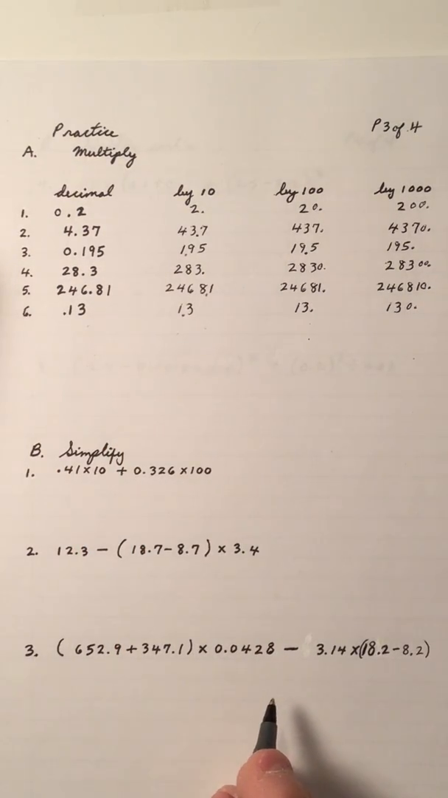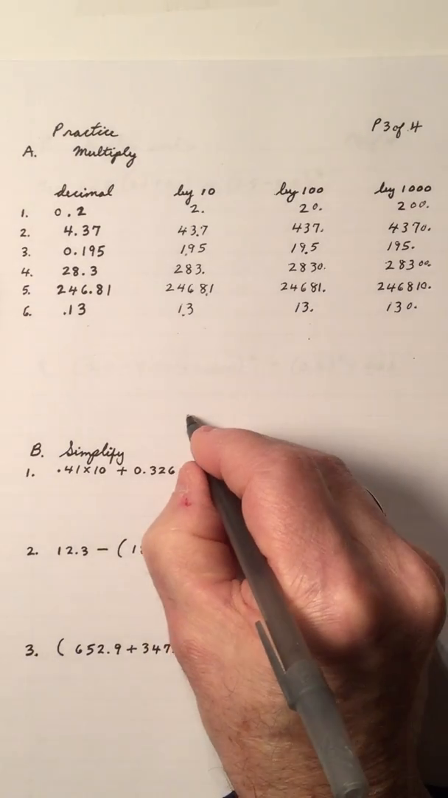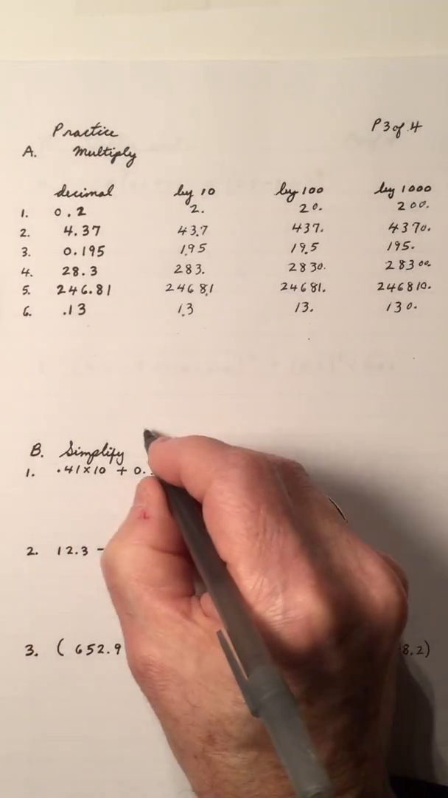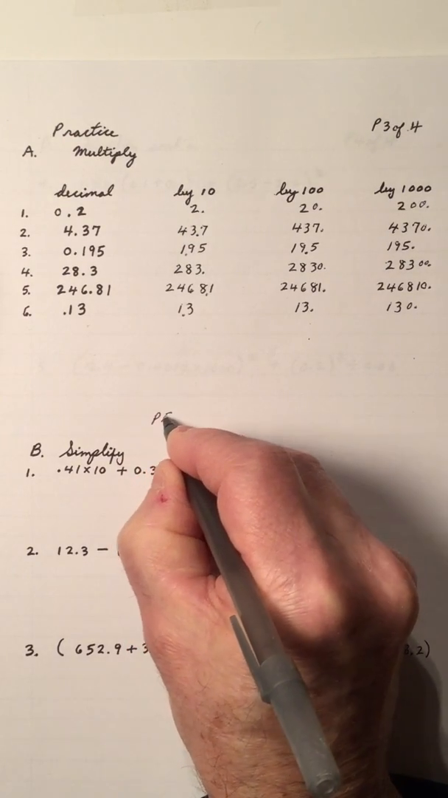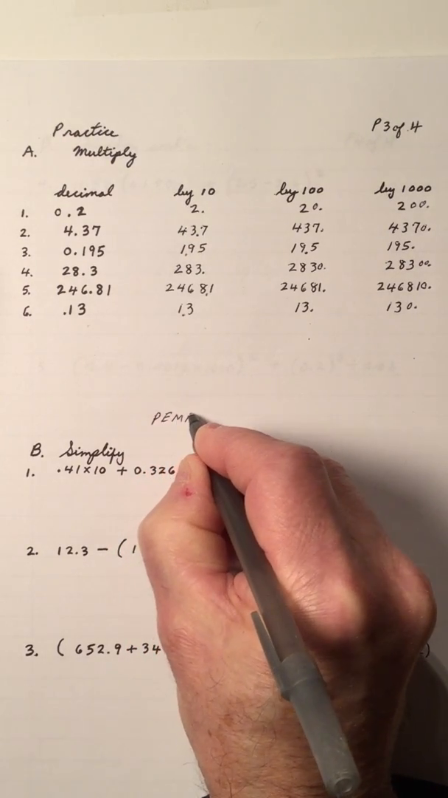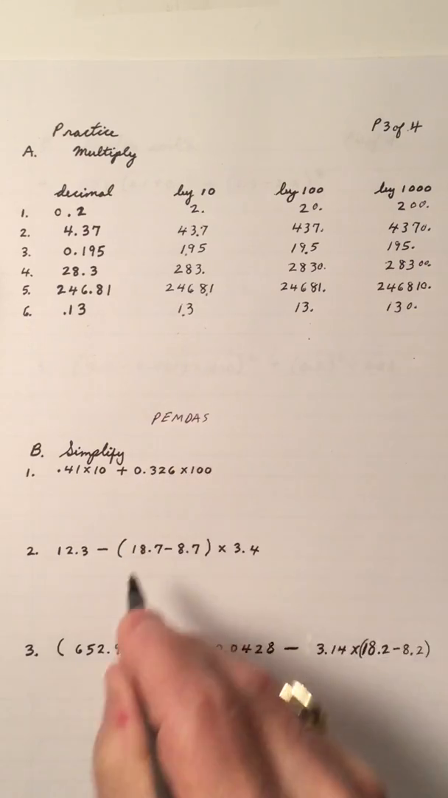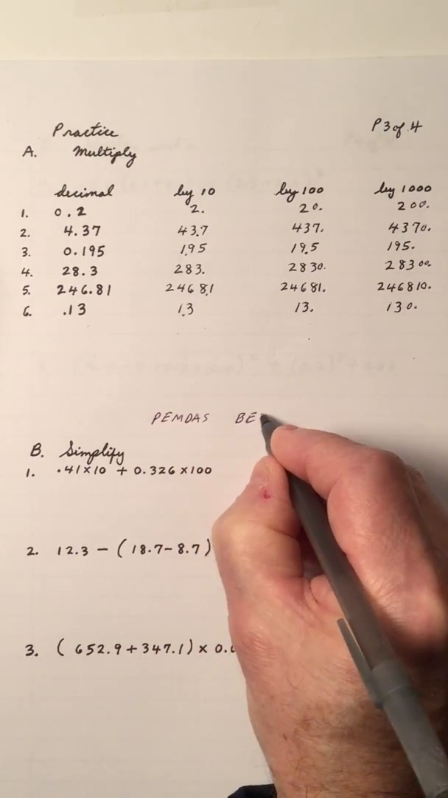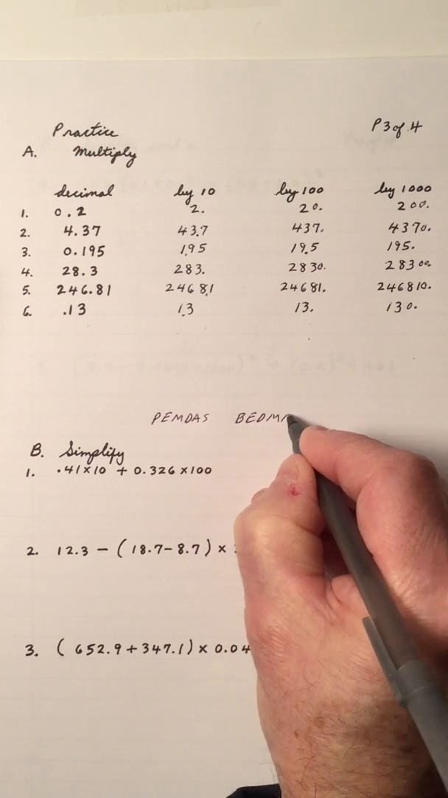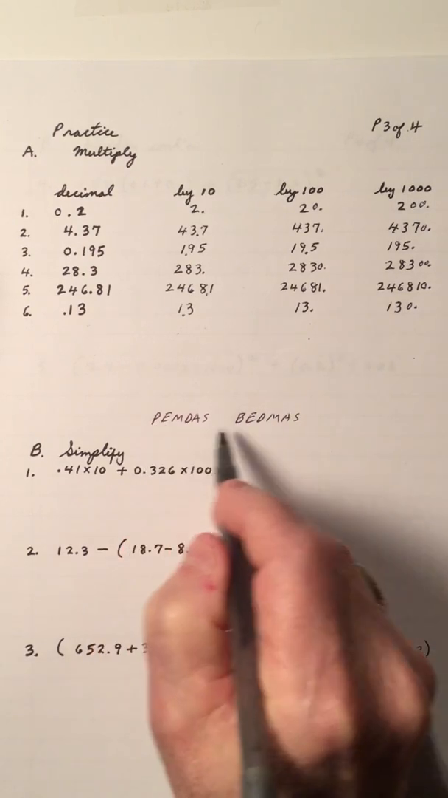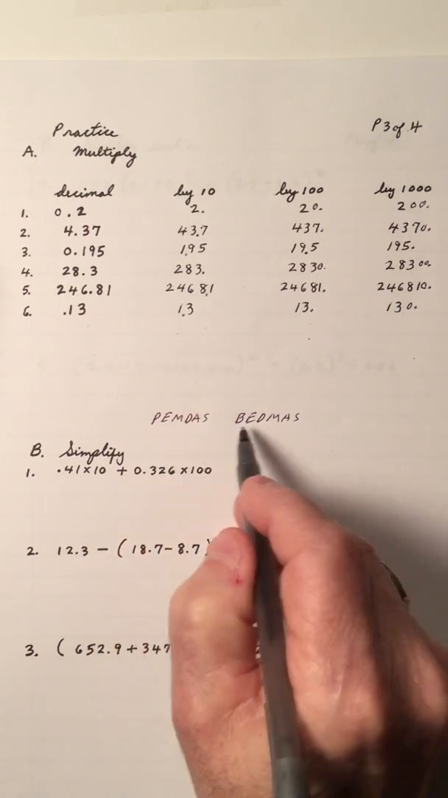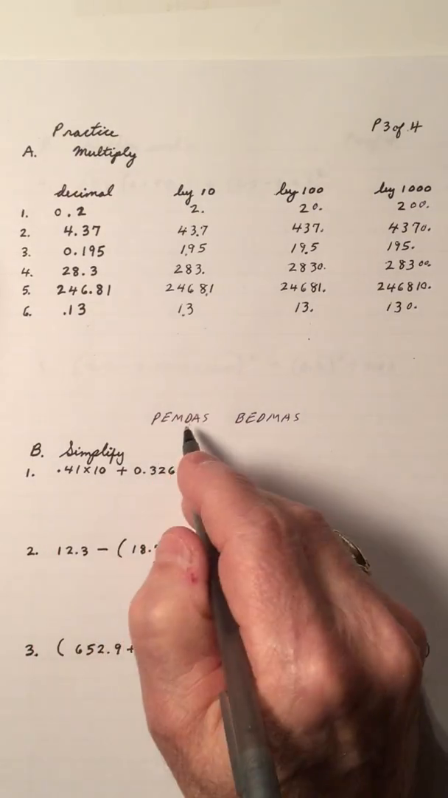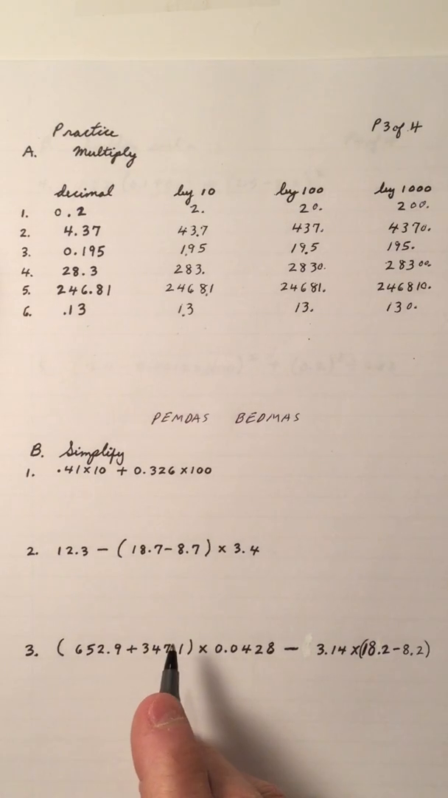Now we have some simplification. When we do simplification, you notice we've got multiplication, addition, brackets and everything else. So we have to do PEMDAS. Always write this down when you're doing your work, or you can think of BEDMAS. Your choice. Parentheses or brackets is first, exponents is second, multiplication and division as you work left to right, then addition and subtraction as you go left to right.